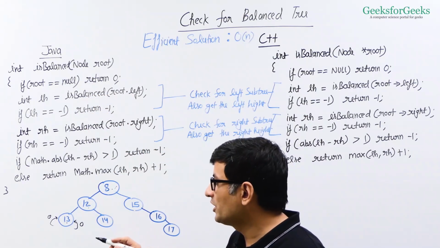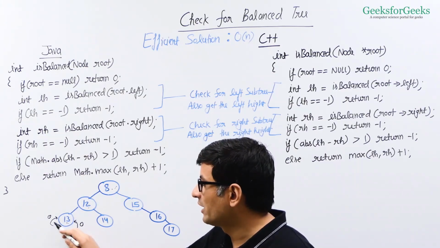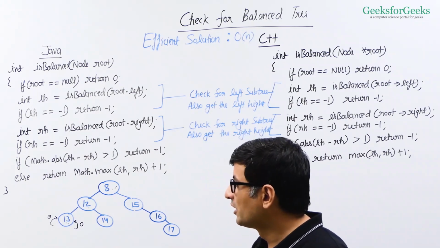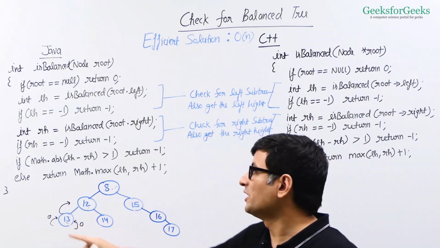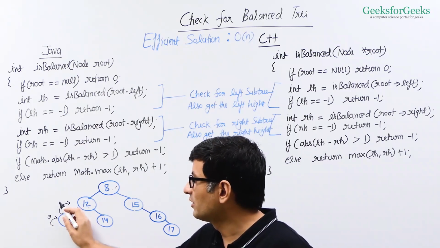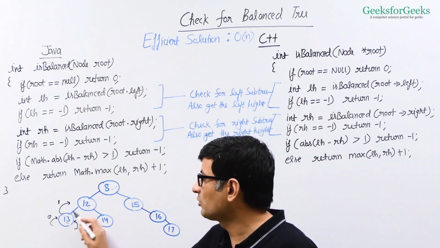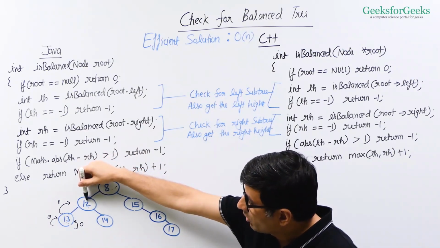Now we check for the current node. Is this balanced? Yes, it is balanced because the difference between left height and right height is 0. So we return the height of this subtree, and the height of this subtree is the maximum of 0 and 0 plus 1. So this returns 1 as height to the parent call.